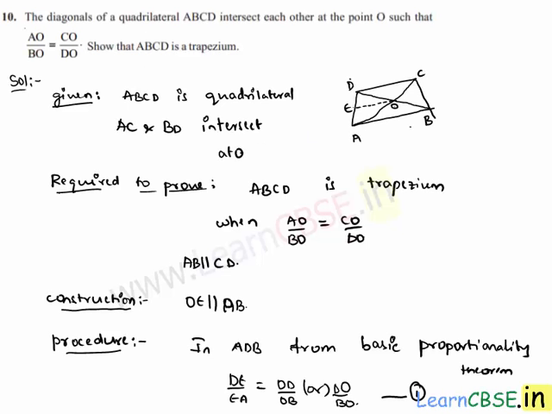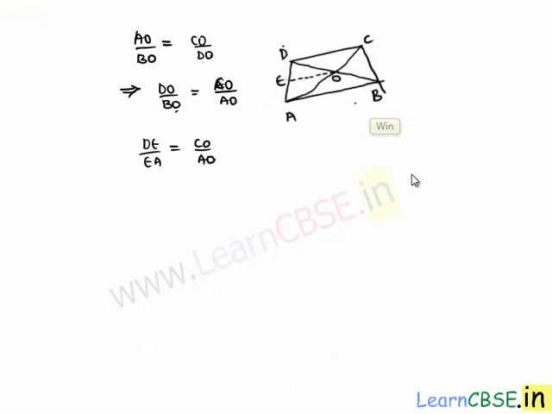Now, if we observe the figure clearly, the line segment EO is dividing DA in the proportion DE by EA, which is equal to CO by AO. Now, in triangle ACD, a line segment EO is dividing AD and CA in the same ratio.